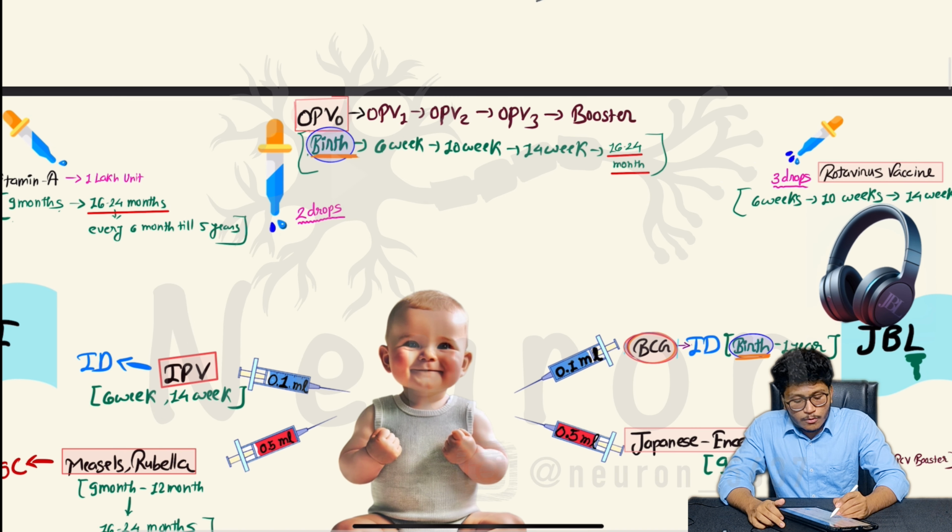The oral polio vaccine is given at the time of birth, which is indicated by oral polio vaccine 0, at the time of birth. The second dose of OPV is given at 6 weeks. Third dose is given at 10 weeks. Fourth dose is given at 14 weeks, and OPV booster is given at 16 to 24 months.